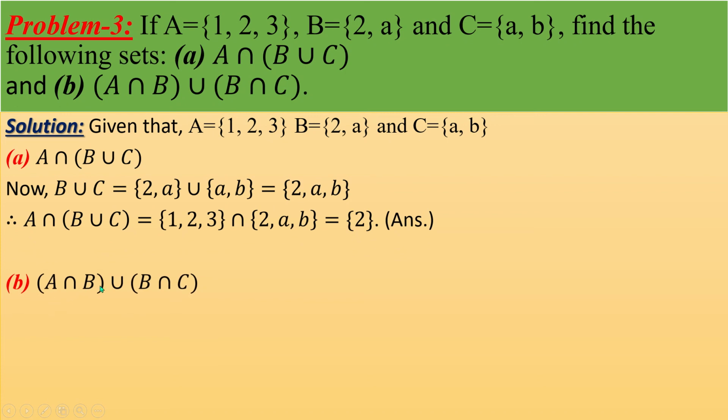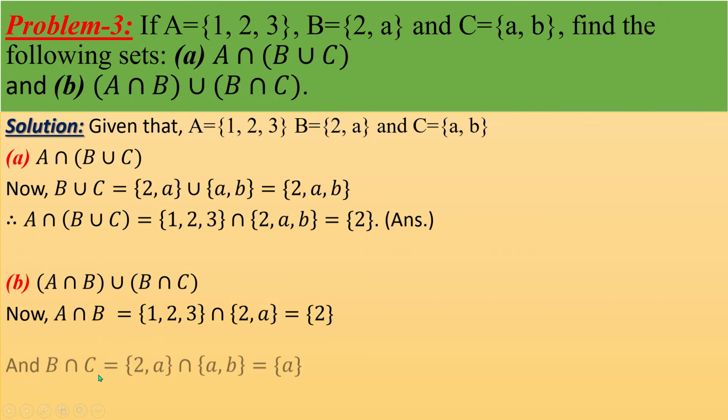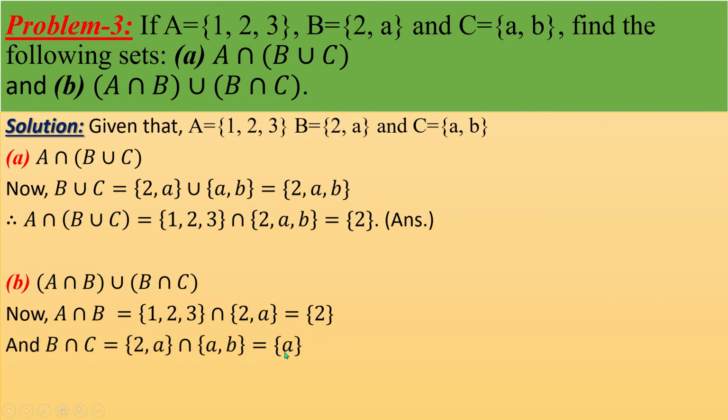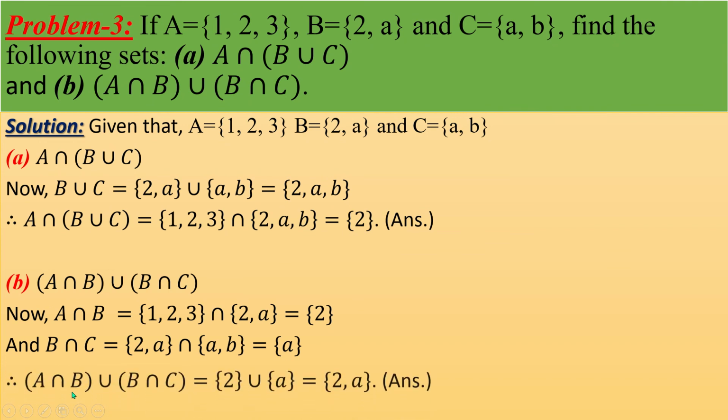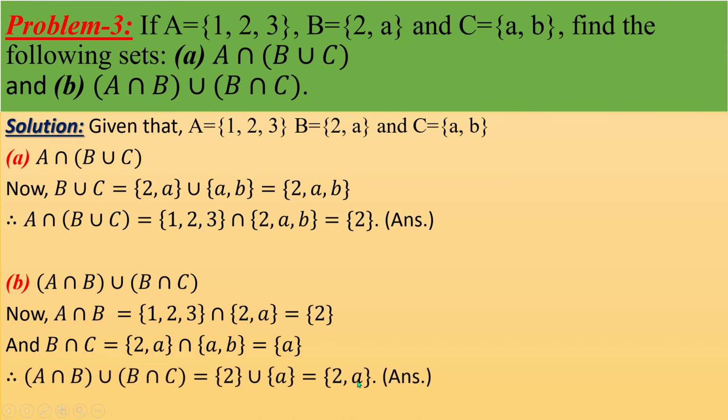A intersection B union B intersection C. At first we have to find A intersection B, this equals this, and also B intersection C we can write this equals A. Therefore we can write 2A. This is the answer. Clear? That type of math we have already solved in class 8. Okay.